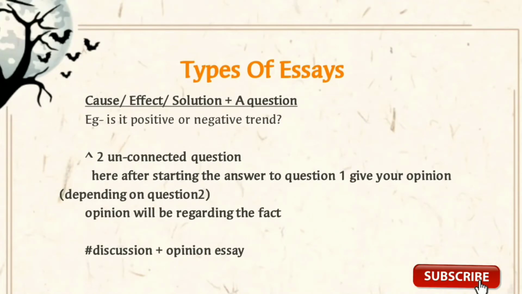The other type of two-question essay that I explained is cause, effect or solution plus a question, like is it a positive or a negative trend, or something like that. Now these are the two unconnected questions. Here, after stating the answer to question 1, give your own opinion, and that also depends on question 2. The opinion will be regarding the fact. This is a kind of discussion plus opinion essay.